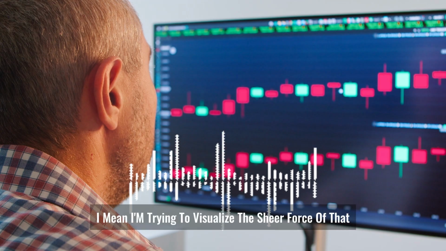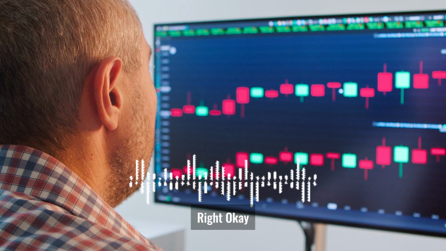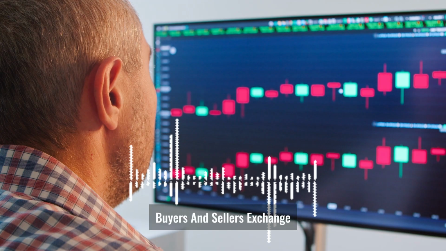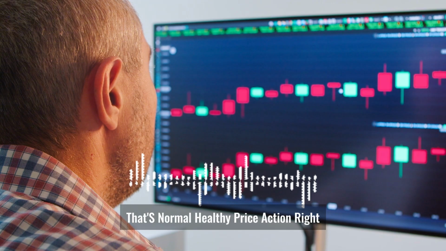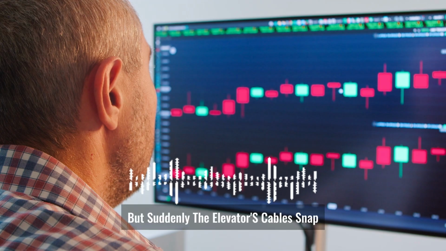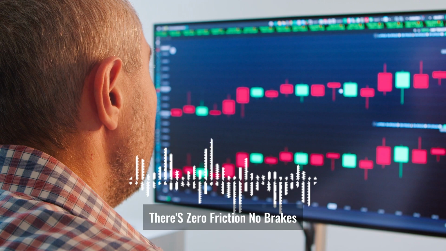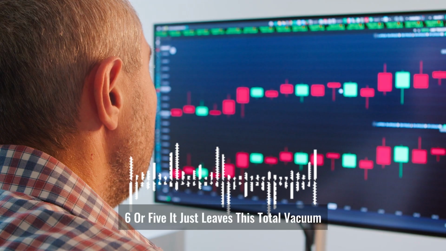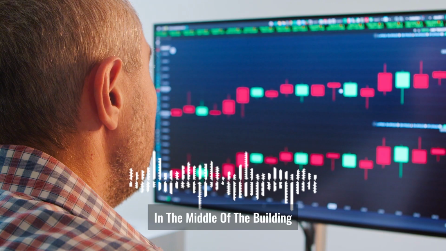I mean, I'm trying to visualize the sheer force of that. It's like, imagine a massive freight elevator in a skyscraper, right? Okay, I'm with you. Normally it stops at every single floor. Floor 5, buyers and sellers exchange, floor 6, more exchanges. That's normal, healthy price action. Right, nice and balanced. Exactly. But suddenly, the elevator's cables snap. It plummets from floor 8 straight down to floor 4. There's zero friction, no brakes, and nobody has time to get on or off at floors 7, 6, or 5. It just leaves this total vacuum in the middle of the building.